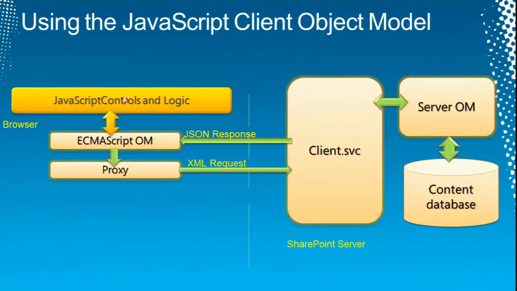So what happens here is that you have your JavaScript controls and logic that integrate with the ECMAScript JavaScript OM. It sends it through a proxy to a WCF service that wraps up the server OM. And it does a JavaScript object notation response, sends it back to the controls, and they can then manipulate it.